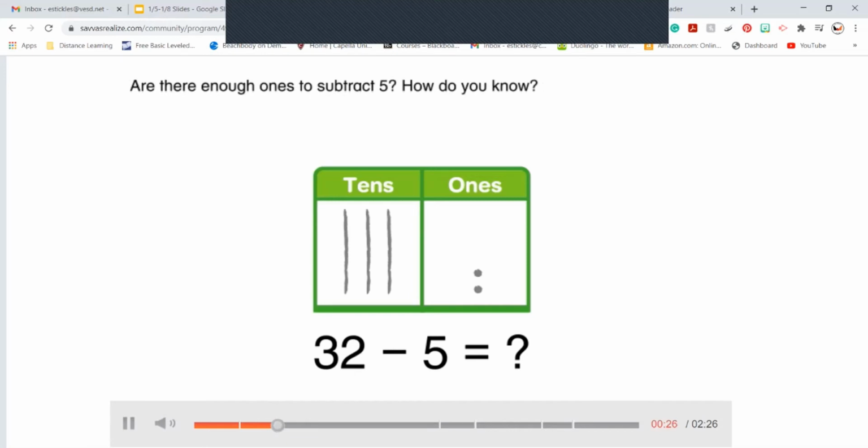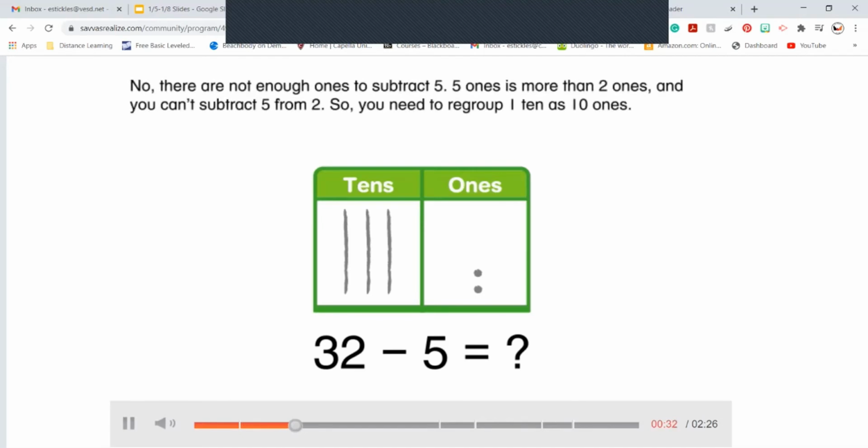Are there enough ones to subtract 5? How do you know? No, there are not enough ones to subtract 5. 5 ones is more than 2 ones, and you can't subtract 5 from 2. So you need to regroup 1 ten as 10 ones.